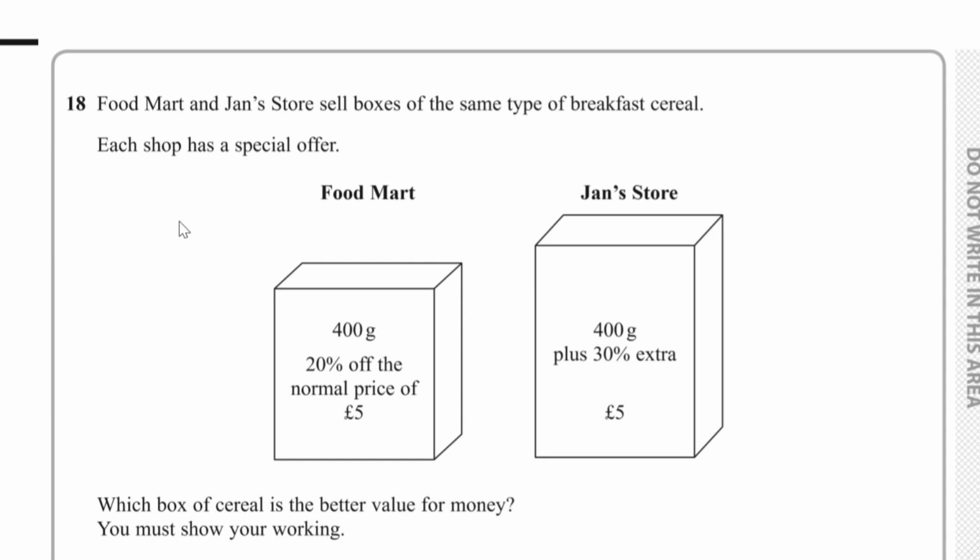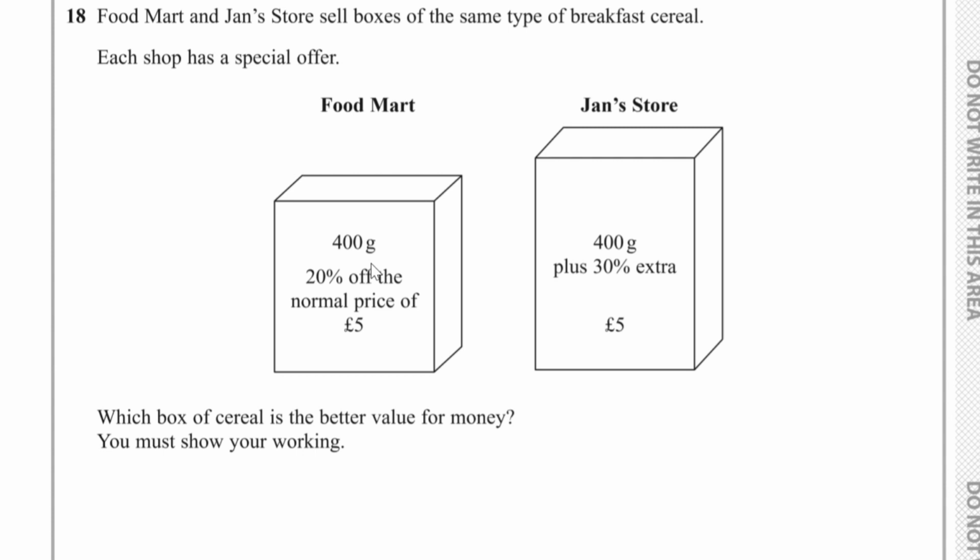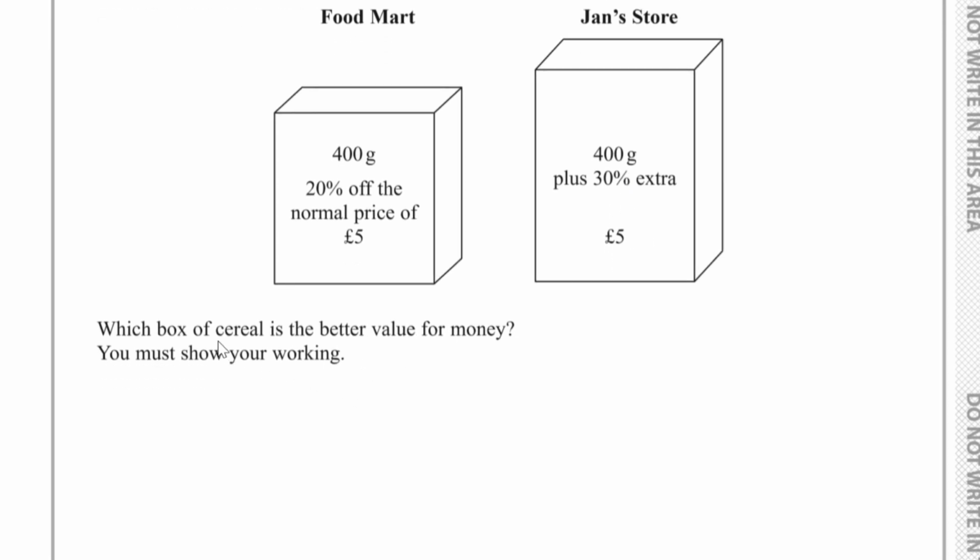Question number 18. Food Mart and John's store sell boxes of the same type of breakfast cereal. Each shop has a special offer. With Food Mart, 400 grams, 20% off the normal price of £5. And John's store, 400 grams plus 30% extra, £5. Which box of cereal is better value for money? You must show how you get your working.